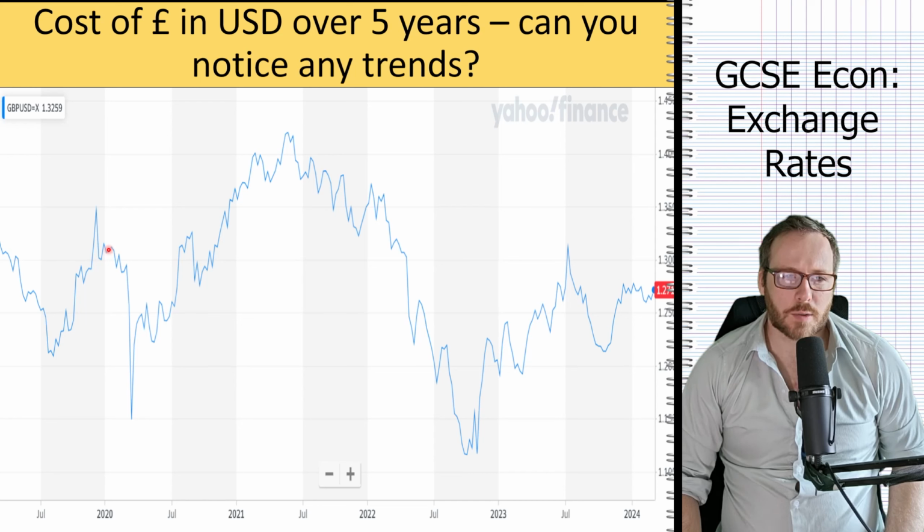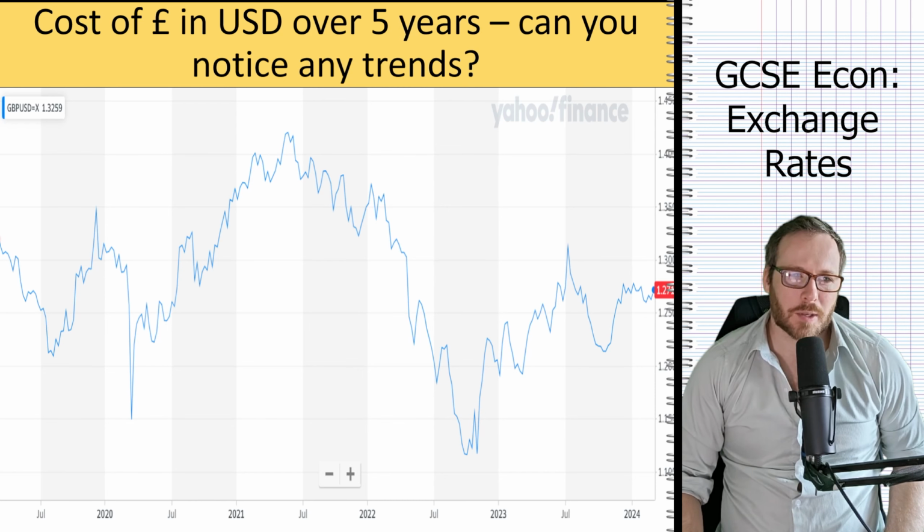Have a look at this graph here. This is the cost of the Great British Pound in terms of US dollars over 5 years. Even this kind of concept confuses a lot of people. Just the idea though, that I have dollars, how much is a British pound costing me?